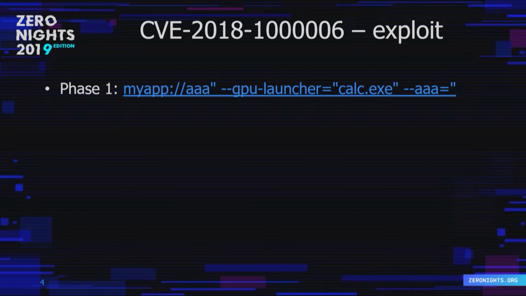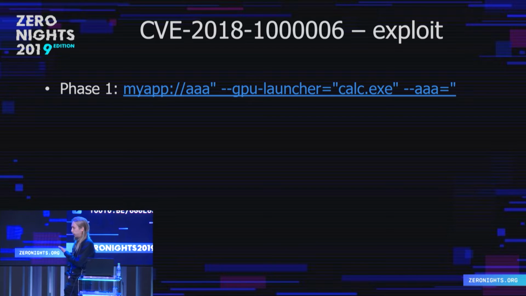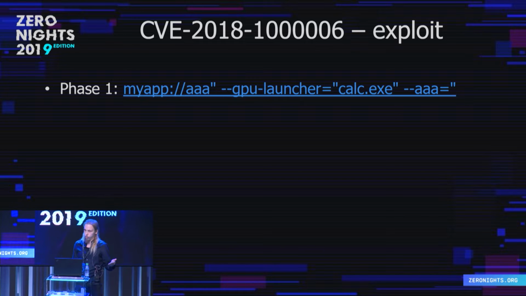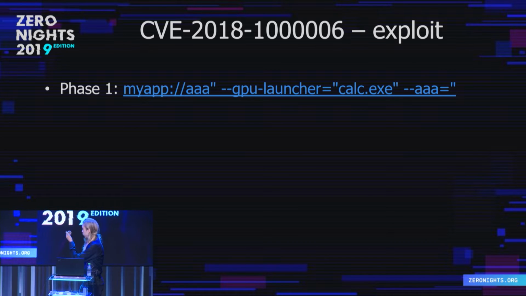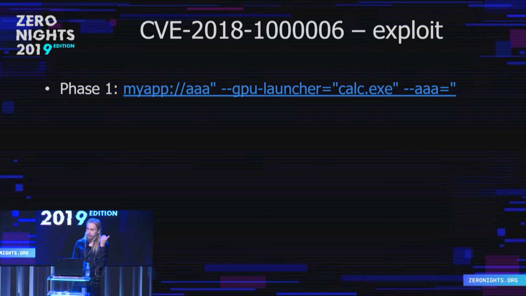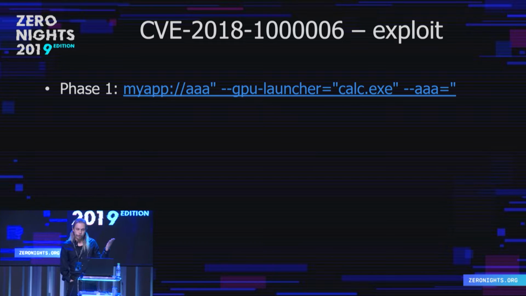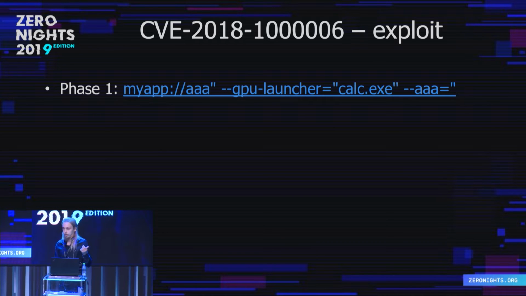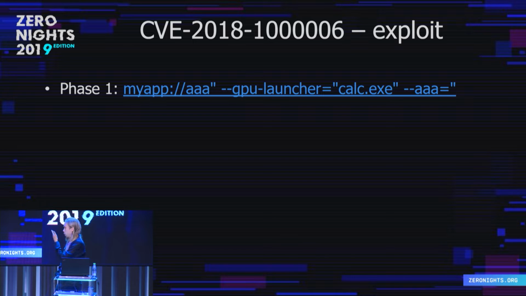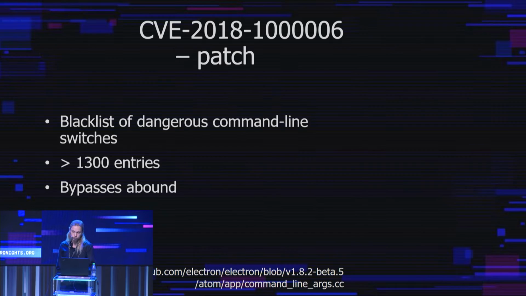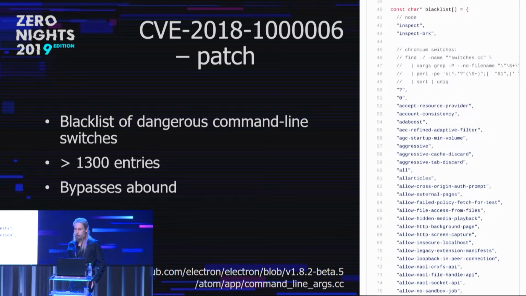In practice, the way it would work, you'd have a crafted URI like this one, which points to the vulnerable URI scheme. And it contains a double quote, a space, and the --gpu-launcher switch. All that needs to happen is for the user to click on this link on a machine that has the vulnerable application installed, and Electron just does the rest. So really simple. This was obviously patched already.